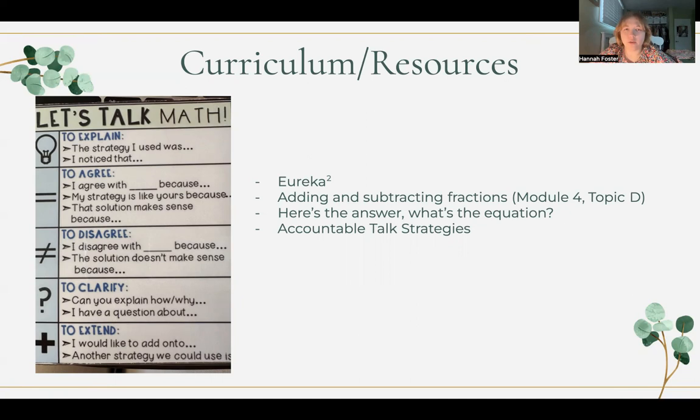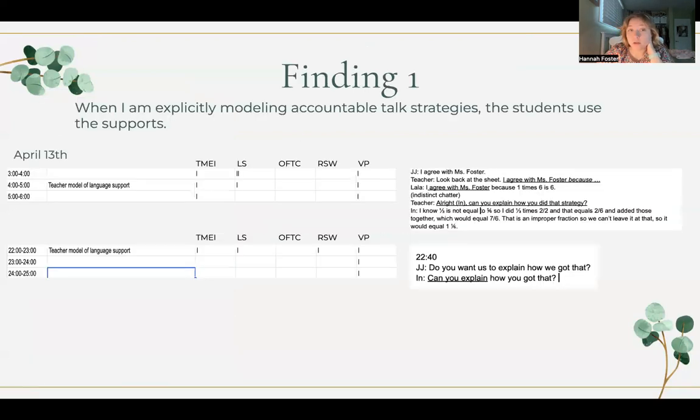And then they also could have used those accountable talk strategies in their small groups, especially with the here's the answer, what's the equation. There are multiple ways to get to an answer. So that was a really good way for them to use the explain, clarification, or extension accountable talk strategies. And they were encouraged to make known which strategies they used the most.